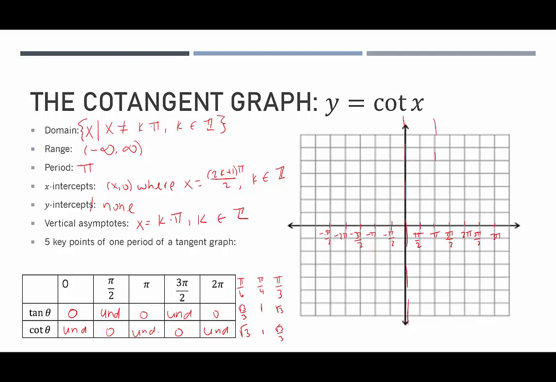We have one at pi, 2 pi, 3 pi, negative pi, negative 2 pi, negative 3 pi.